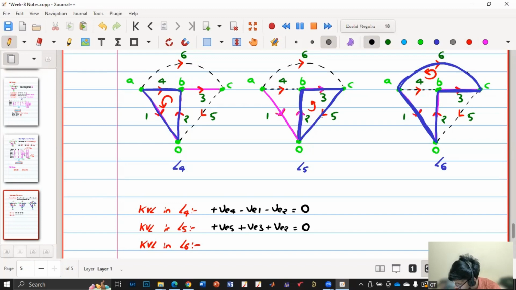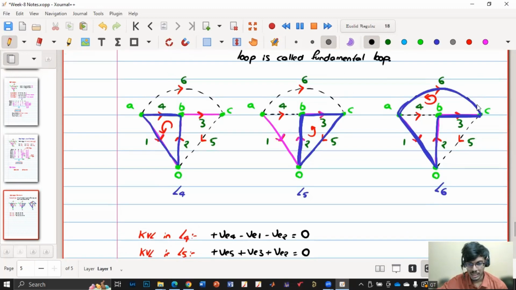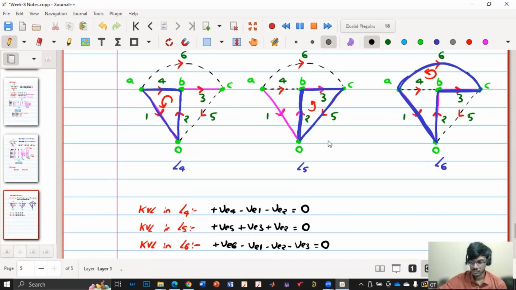So the equation will become plus VE6, then minus VE1, then minus VE2, then minus VE3 is equal to 0. Do you agree? I have gone from here to here. So there is an increment in the potential, followed by decrement, followed by decrement, followed by decrement. So C to A to O to B, B to C. Got it?